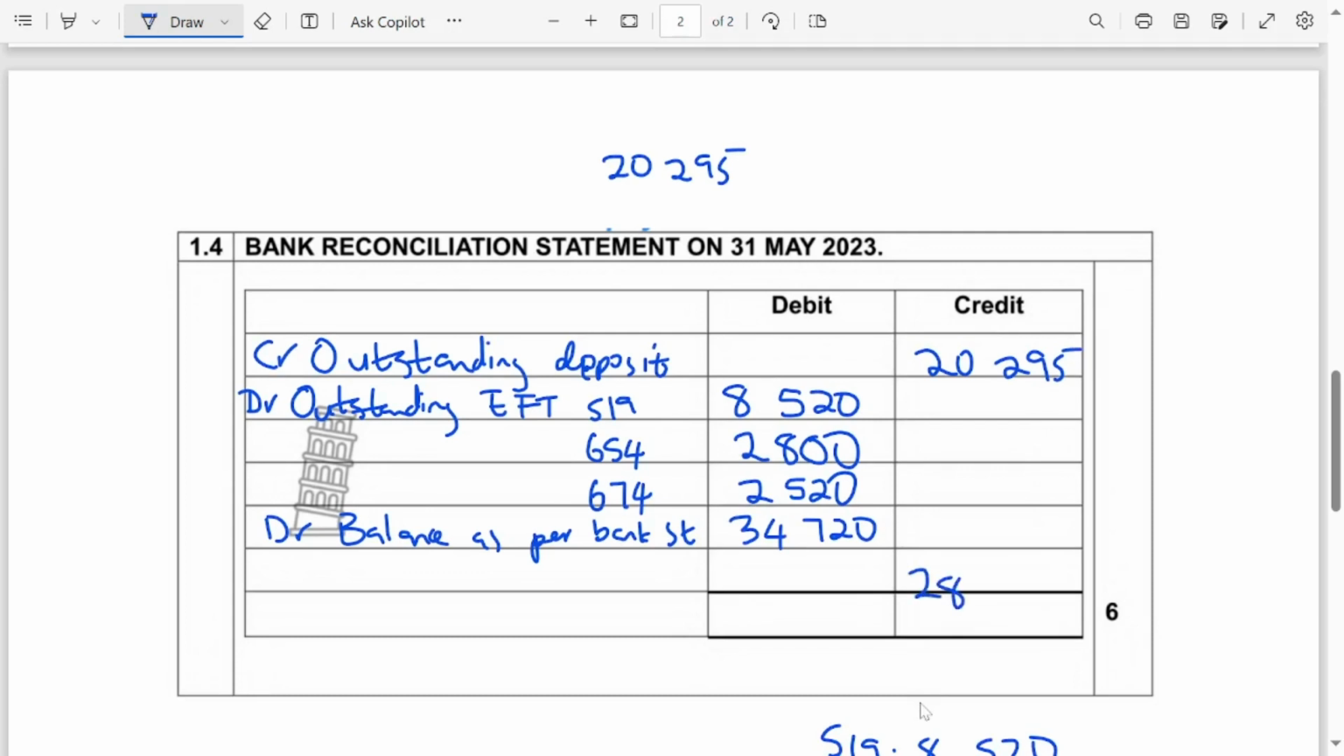So 28,665. Balance as per bank account. Now let's totalize them. The credit side, 20,295 plus 28,665, is going to be 48,960. And then the debit side: 8,520, 2,800, 2,520, 34,720.